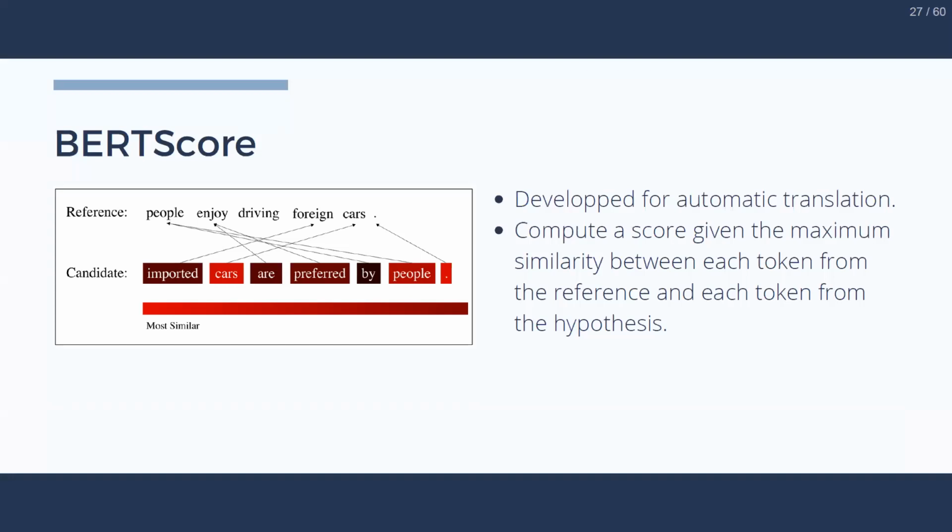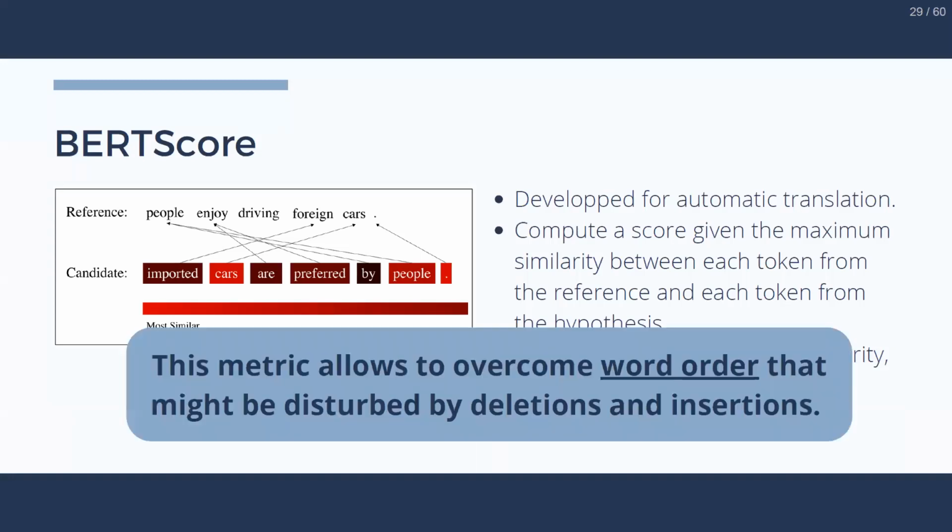So here, apparently, it's "foreign". And the higher the similarity between those words, the higher will be the BERT score. Here, the higher the maximum similarity, the better the score. This metric is useful because it allows us to overcome word order that might be disturbed by deletion and insertion.